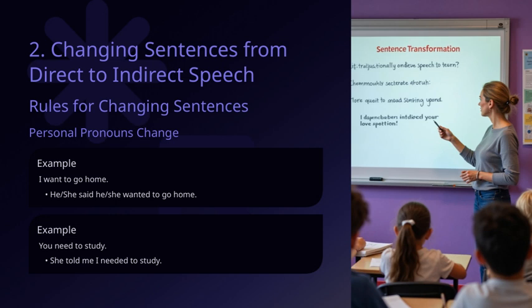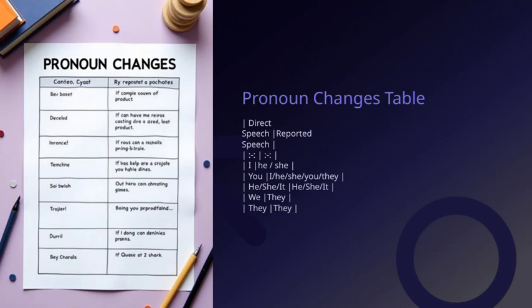Keep in mind, the key points are understanding the shift in pronouns and tense, which are essential for proper indirect speech. Let's take a closer look at the pronoun changes table. Here, we see how pronouns shift from direct to reported speech. For example, when I say I in direct speech, it often changes to he or she in reported speech, depending on the person. Similarly, you in direct speech can become I, he, she, you, or they in reported speech based on the context. When it comes to he, she, or it, these pronouns stay the same in reported speech, which makes it straightforward to remember.